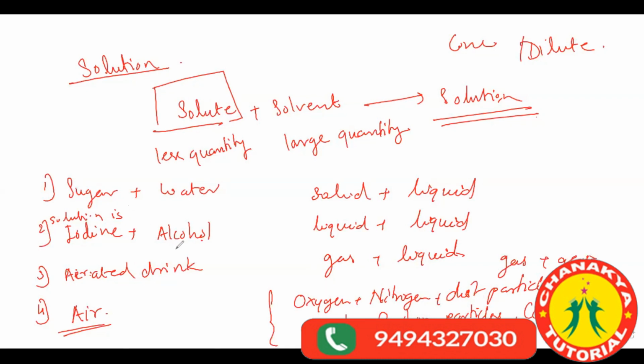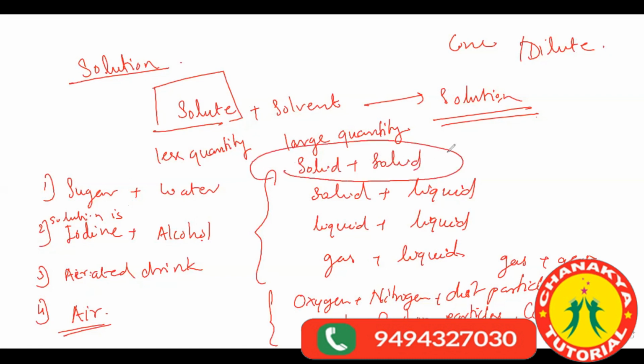So I hope your confusion has been completely gone, the question about whether a solution is made up of only solid or liquid. It's not like that. A solution can be solid-liquid, liquid-liquid, gas-liquid, or gas-gas. Moreover, it can be solid-solid as well. So what would this solid-solid solution be? It's nothing but an alloy.